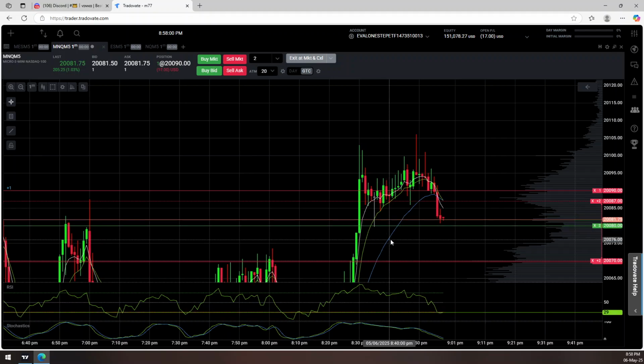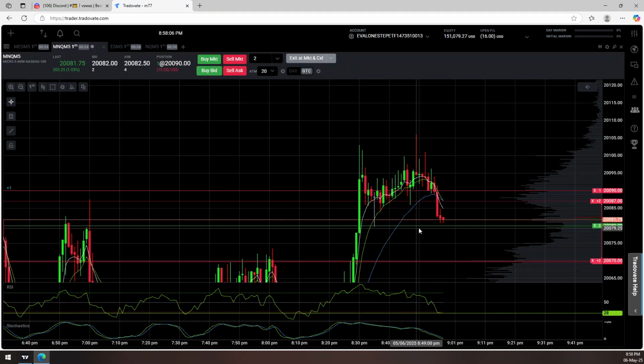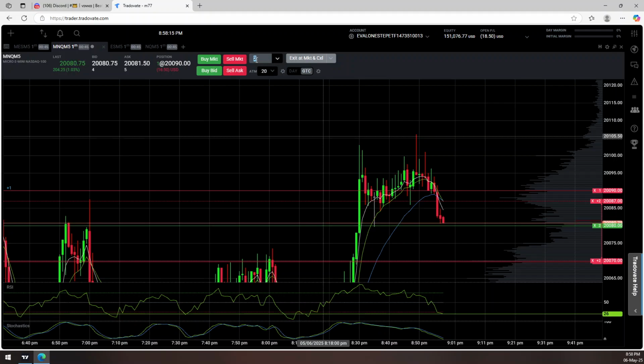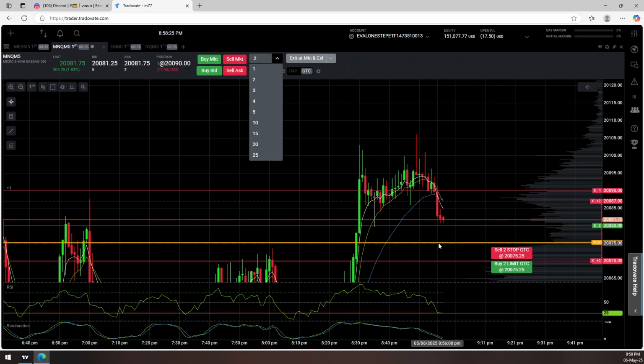Okay, so go on. You clicked on the right side and you added two. How did you do the two? Right here on the top, basically, you can either type the number of contracts you want to do, or basically you can use the drop down. They have some preset numbers here. Either works.